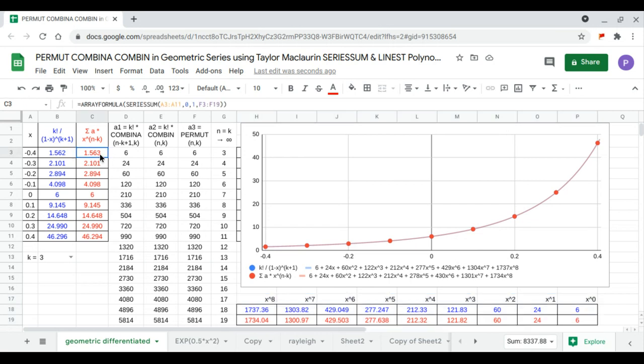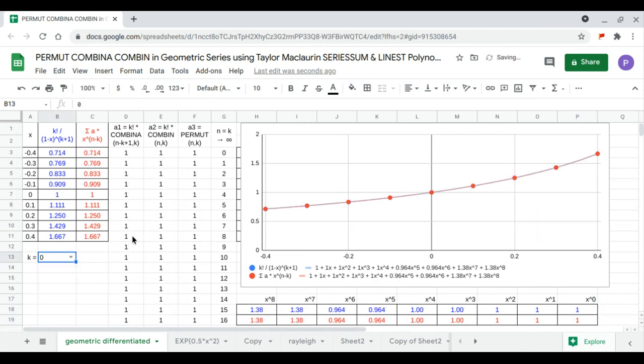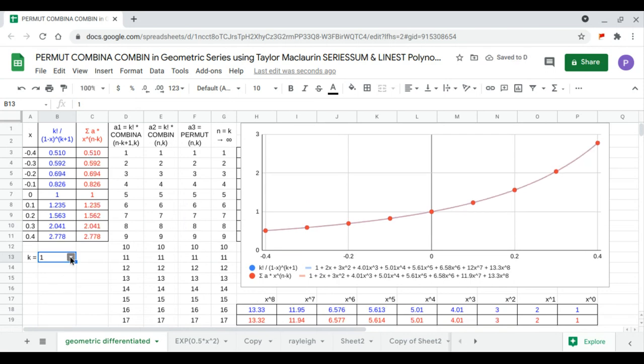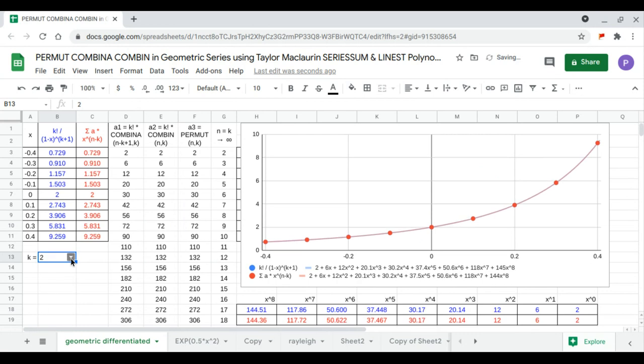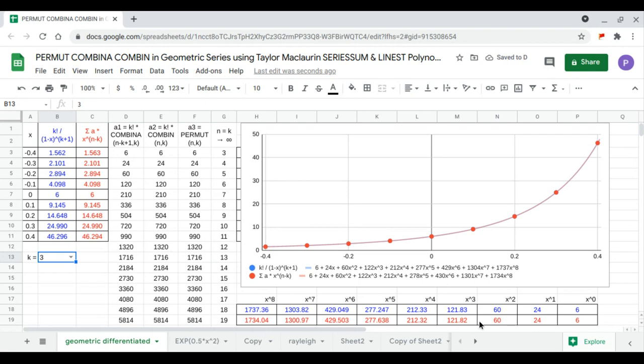Now we try using the combine function. So we change this to the combine function. So delete. We're now using the combine function. Enter. You still get the same values starting with 0, 1, 2, and 3. So we're still the same.